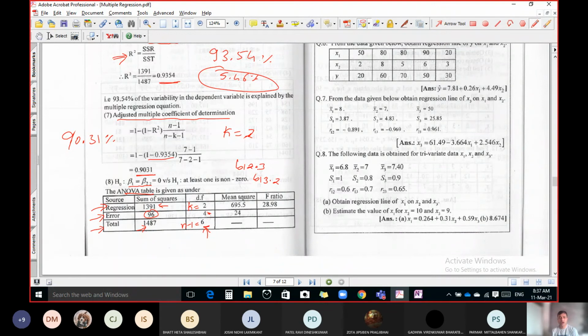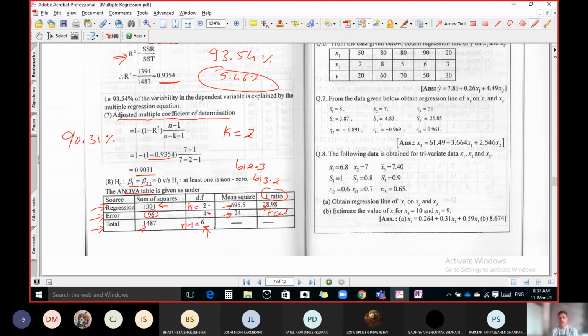Now mean sum of square. How to obtain mean sum of square? That is the formula: sum of square divided by degree of freedom. This 1391 divided by 2, you will get 695.5, and this 96 divided by 4, we get 24. And now we have to find F. We know that the higher figure of these two we have to write in the numerator, because the value of F is always greater than 1. So this is 695.5 divided by 24, we get this one. This is the calculated value of F.